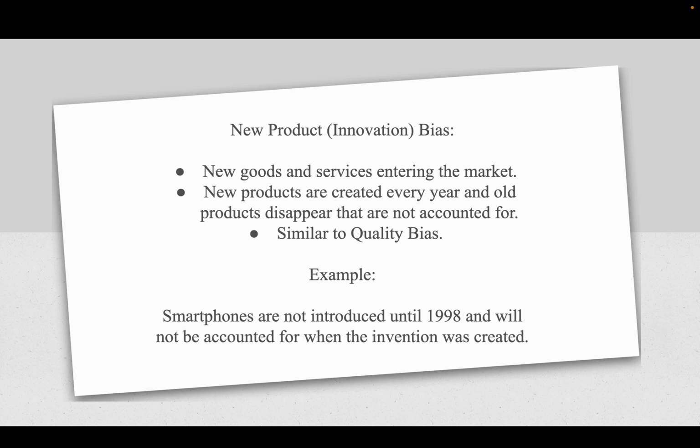An example of new product bias is the idea that smartphones would not be introduced until 1998 and would not be accounted for straight away, which is why the good would not be incorporated into the CPI when it was created.